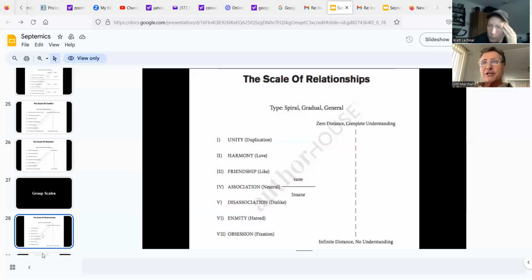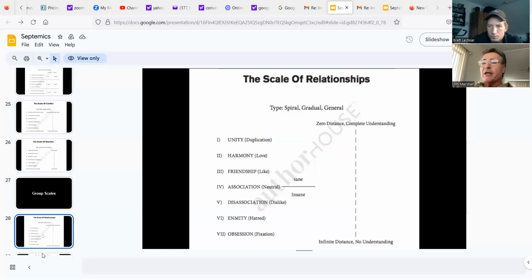Level 4 is association. Now, association is neutral. You associate with somebody. So let's say you are in the supermarket, right? And you're buying your groceries, and the checkout lady is there. You have a slight relationship with her. The relationship is that she scans your groceries, she tells you how much money it is, you know. She might say hello. Okay, that's neutral. It's really not positive or negative. Okay, it's a relationship of neutrality.